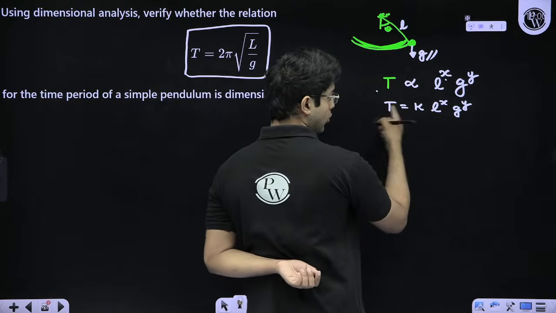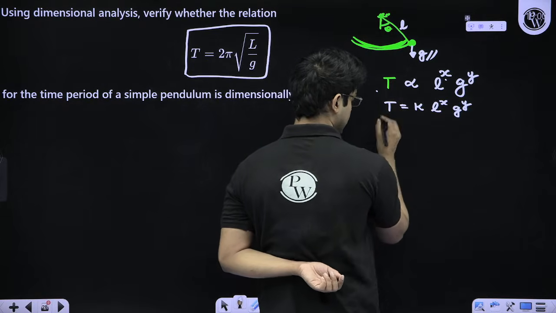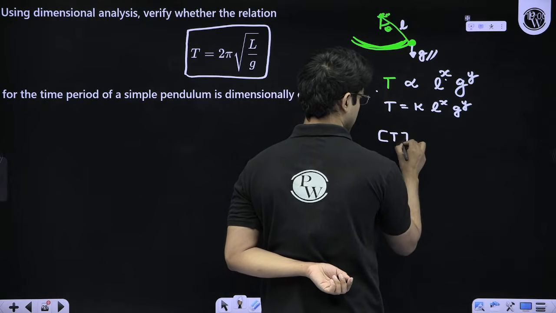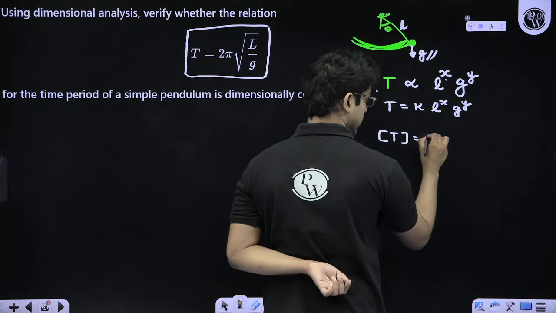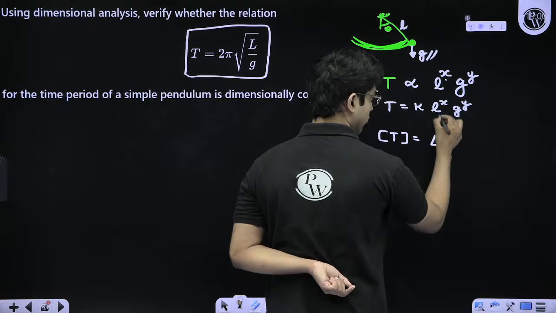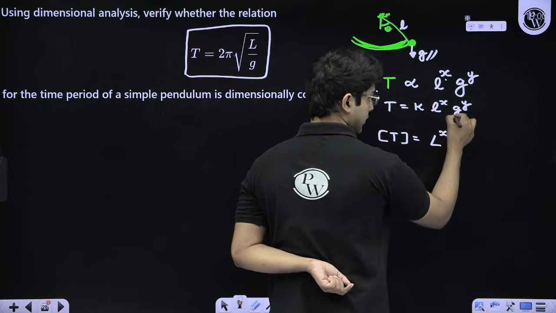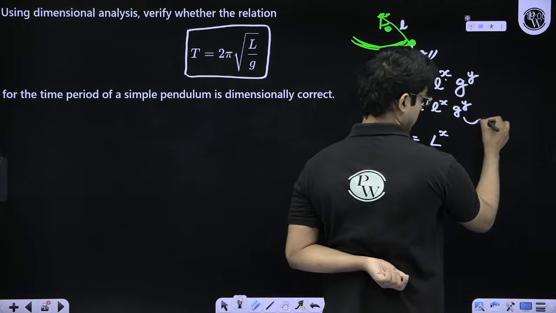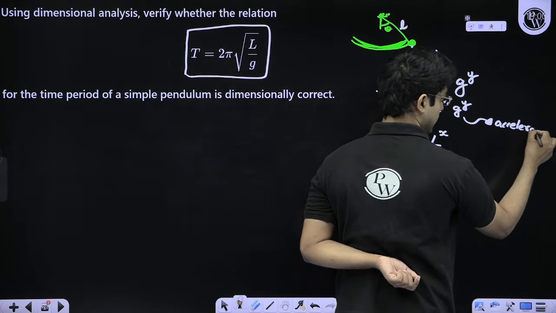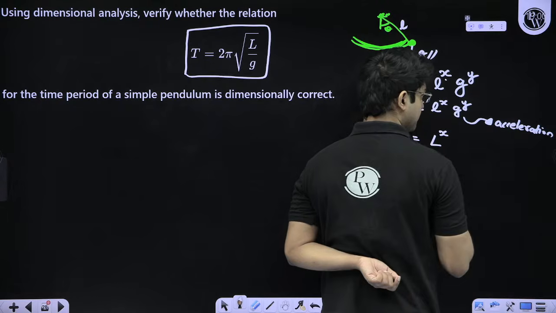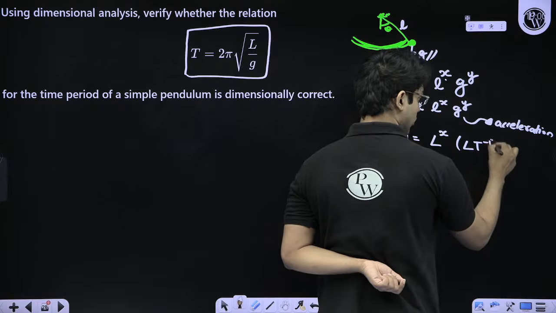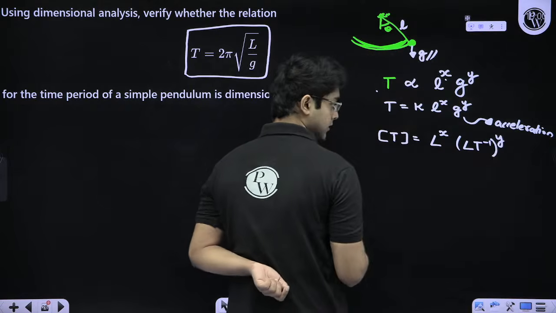Now do dimensional analysis on both sides. Dimension of T is T itself. K is dimensionless, so throw it away. L is length, right? So L raised to x. Then what about g? This is an acceleration. g is acceleration due to gravity, right? So I can write it as LT raised to minus 1, the whole raised to y. Okay, I can write it this way.